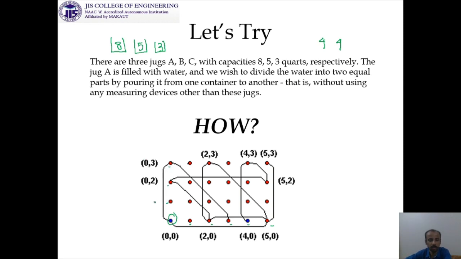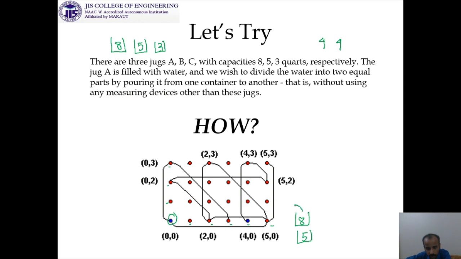What does it mean? It means when you have both the jugs 5 and 3 empty, then you are in 0 0 position. Now you can go to this position by pouring 1 liter of water from the biggest container over here. But can you pour one? Because there is no measuring device, you can't go from 0 0 to here, but you can go to this position. Look at this, because you have 8 and you have 5.